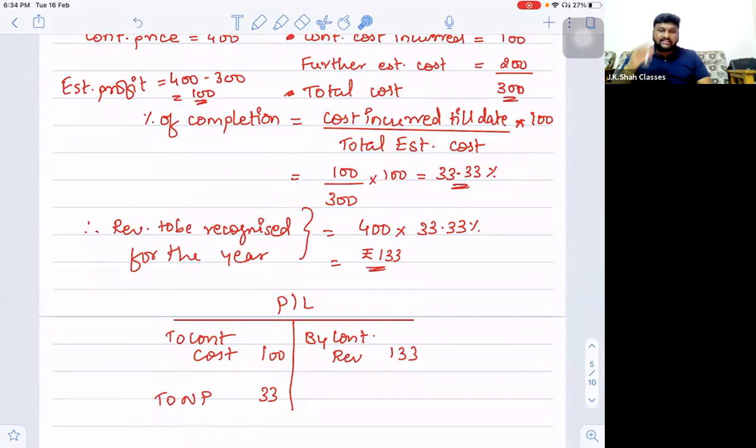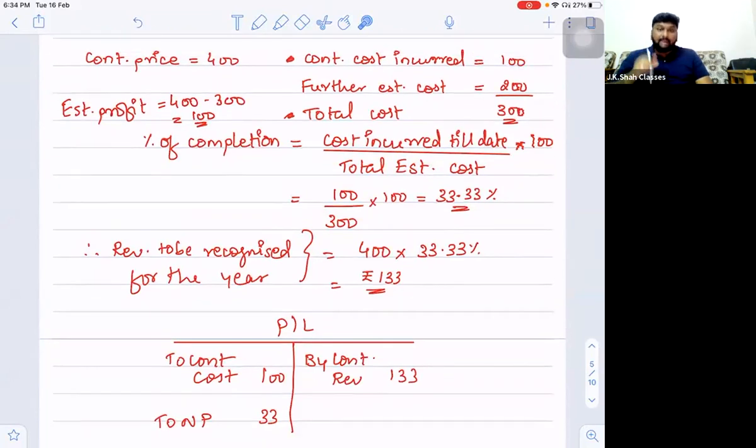Now, the cost incurred is till this balance sheet date. Cost incurred till the balance sheet date is 100 rupees. And further, you have estimated that to complete the contract, 200 more will be required. So my total cost comes to 300. So my percentage will always be calculated on the basis of cost incurred till date divided by total estimated cost into 100. Now, sir, please remember one thing.